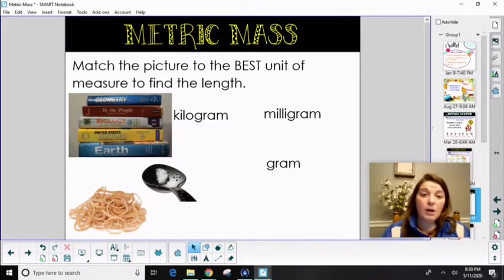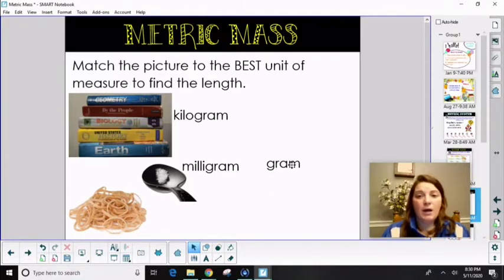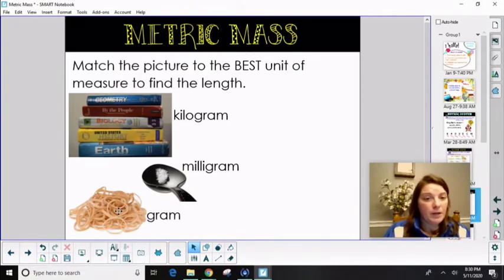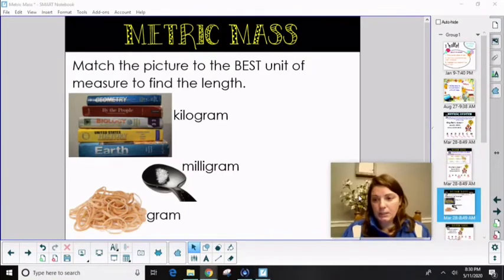All right, how about this spoon with some salt inside of it? Milligrams or grams? Milligrams. Yeah, remember that a milligram is like a breadcrumb. So this would be a few milligrams, which means that our pile of rubber bands has the mass that we would want to measure in grams. Think, 1 gram is a paper clip. So a bunch of rubber bands would be a certain number of grams. That would be the most appropriate unit.